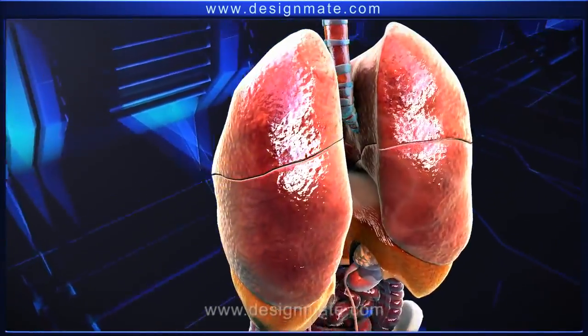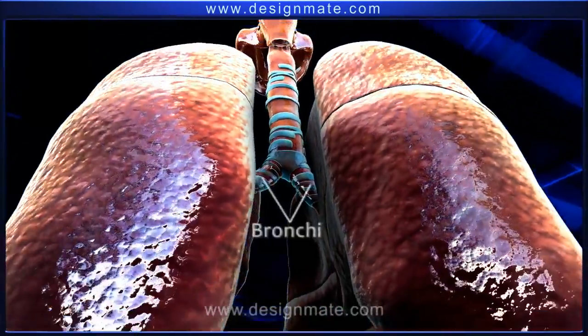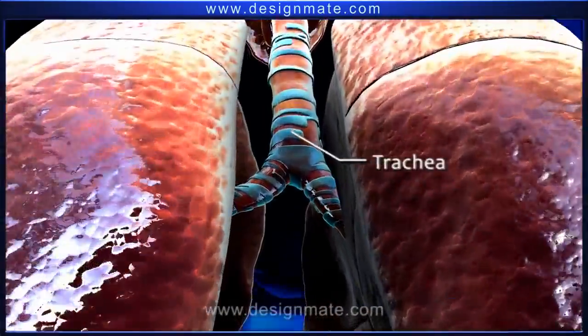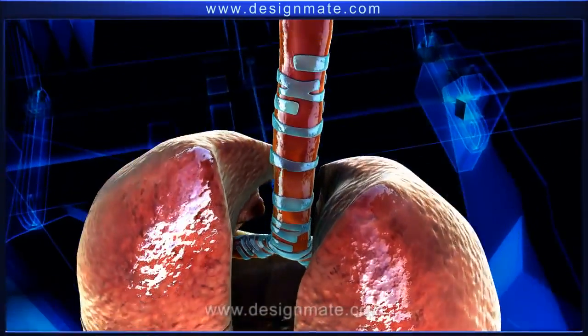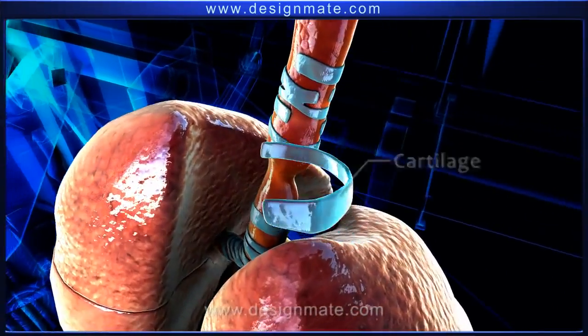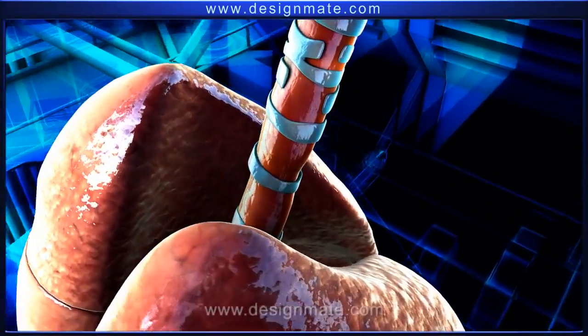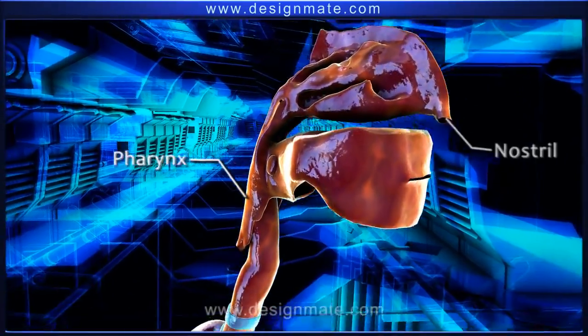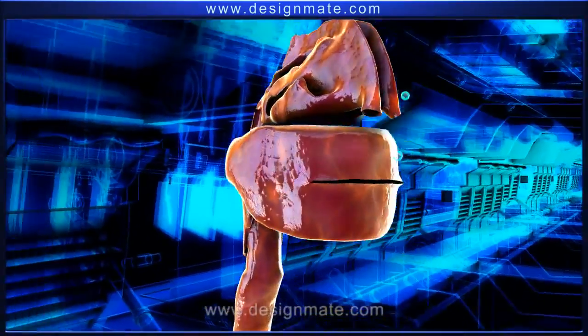Both the lungs are associated externally with small tubular bronchi, which unite and extend into the trachea. The trachea has incomplete C-shaped rings of cartilage, which prevent the tracheal wall from collapsing. The trachea leads into the pharynx, which is connected to the nostrils.